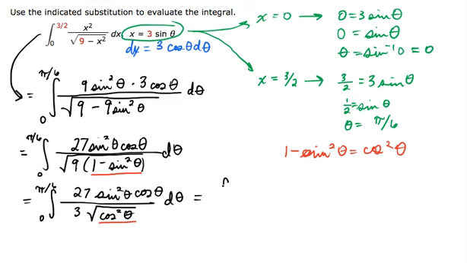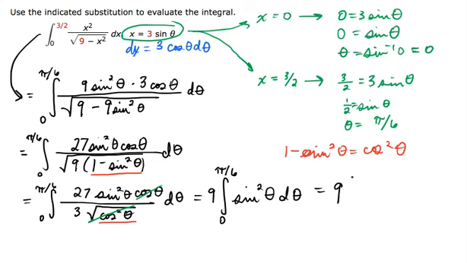Okay, so we now have, let's see, 27 over 3 is 9. Let's pull that out front. So 9 times the integral from 0 to pi over 6 of. Now let's take a look at this. We've got sine squared times cosine over the square root of cosine squared, which simplifies to cosine, so that's going to cancel with that cosine. So we're actually just integrating sine squared theta d theta.